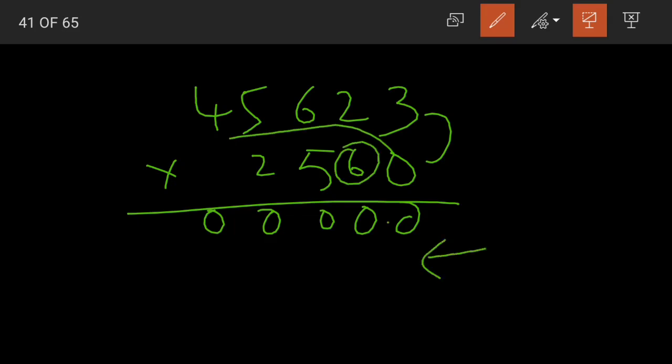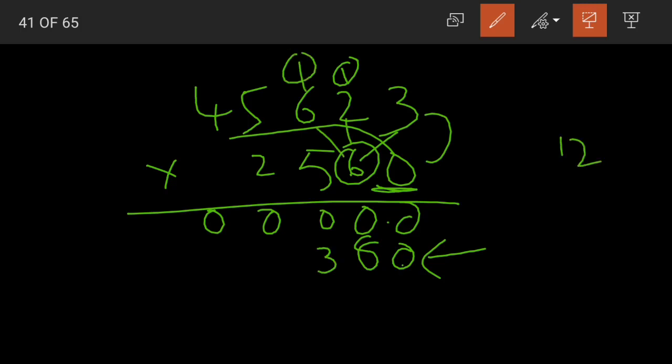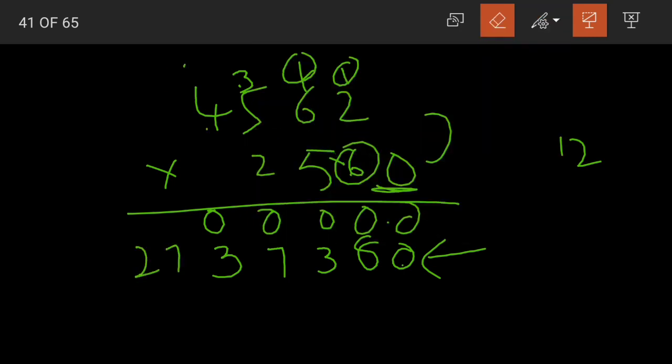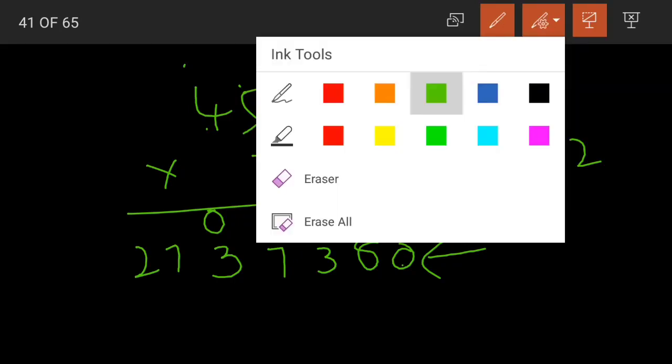Now coming to the next number 6. A new number in the new line. Placing 1 zero after 6. Why? Because after 6 we are having one digit. 6 3s are 18. 1 carried. 6 2s are 12 plus 1 13. Again 1 carried. 6 6s are 36 plus 1 37. 6 5s are 30 plus 3 33. 6 4s are 24 plus 3 27. Yes children, that was 45,623 into 6.